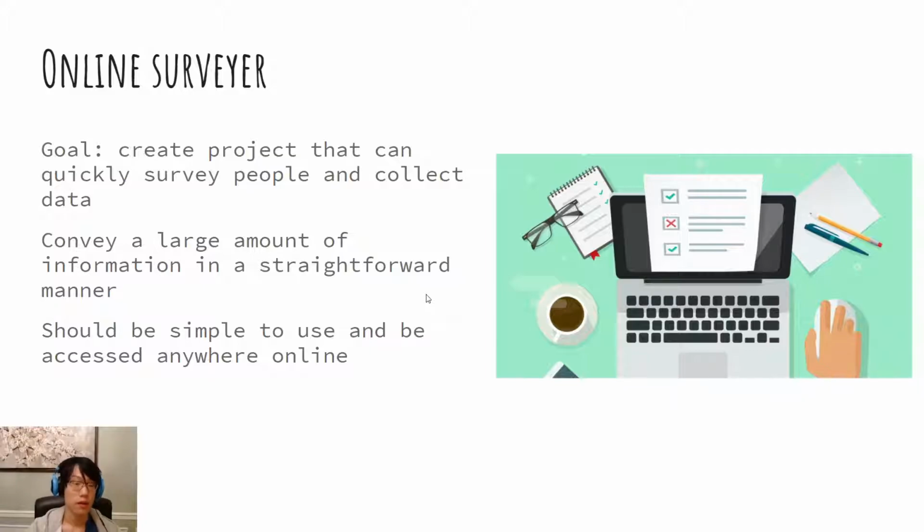And then finally we have the online surveyor. So this is a project that can quickly survey people and collect data from them. So it can receive a lot of data, and it can convey a lot of information after it compiles the data it's received in a straightforward manner. So if you're doing a research experiment, you can send this out, and people will be able to receive it and answer it, and you'll be able to get the information back in a compiled manner. It should be easy to use, and of course be accessed anywhere online. That's what a good online survey should be.